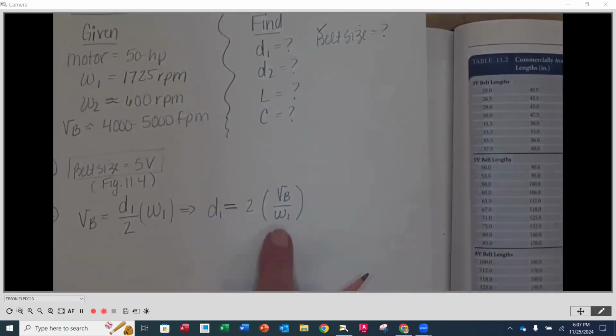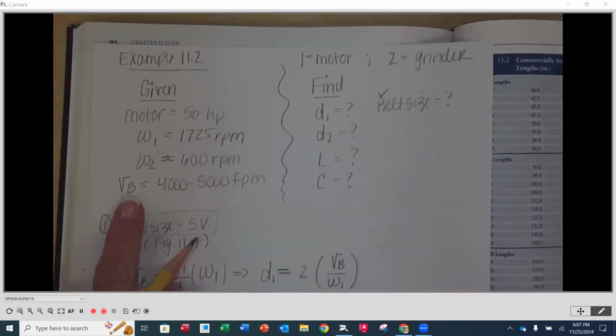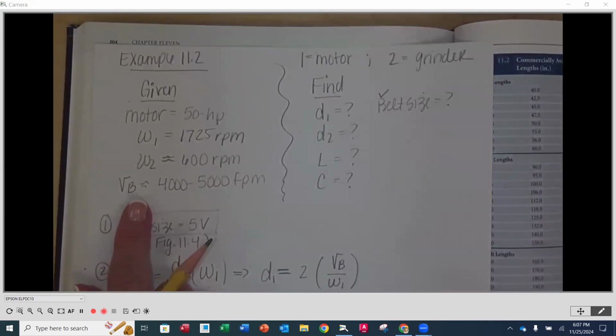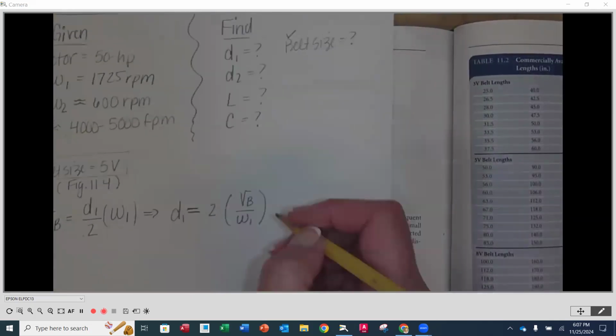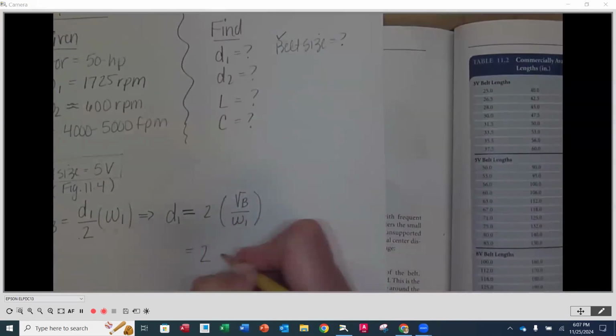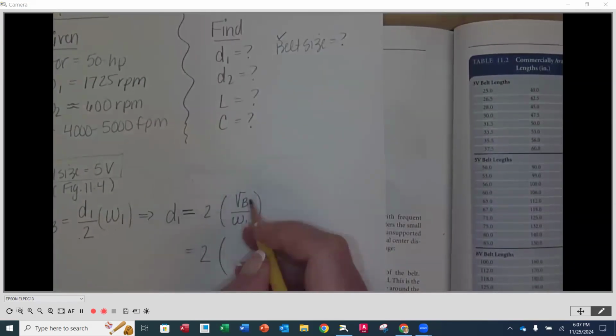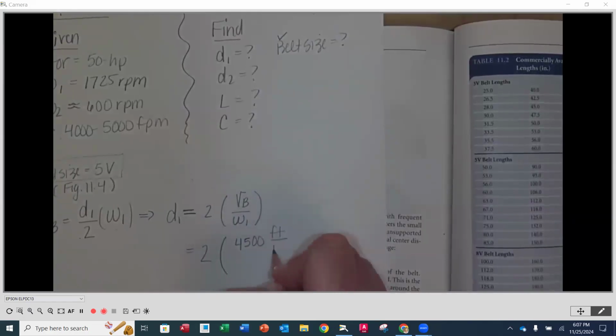Hopefully you got 2 times velocity of B divided by the angular velocity 1, right? Now, our belt speed has to be within a range of 4,000 to 5,000. In the book, they just picked the middle value, 4,500, okay? So we're going to use that here. So this is going to be equal to 2 times, okay? And we're going to put 4,500 feet per minute on top.